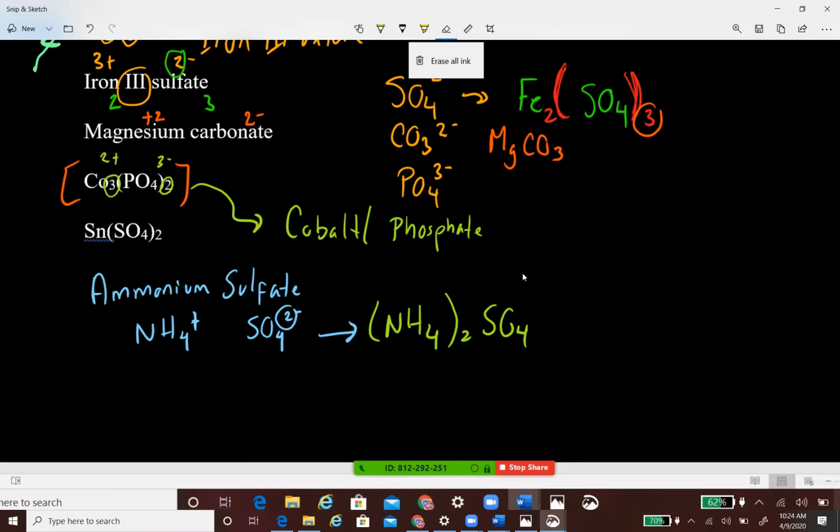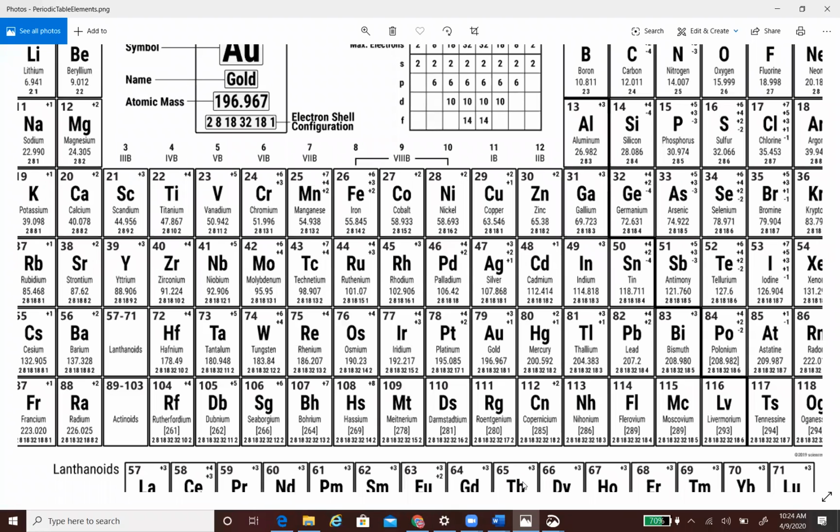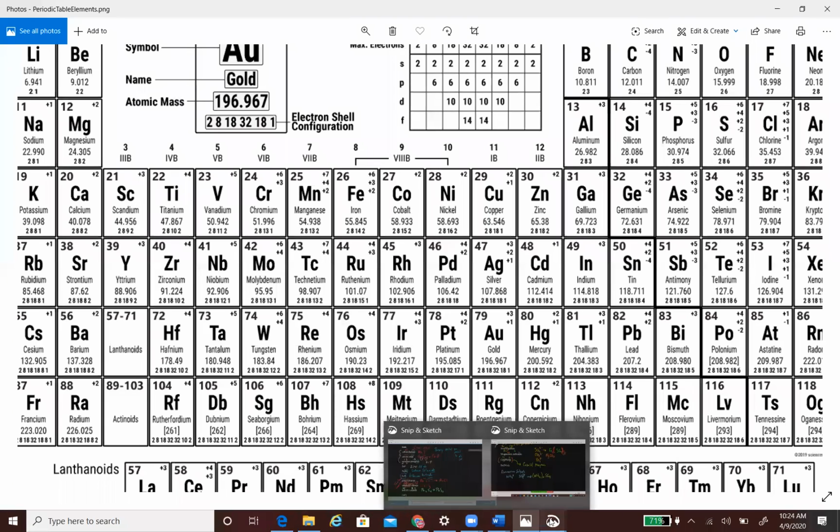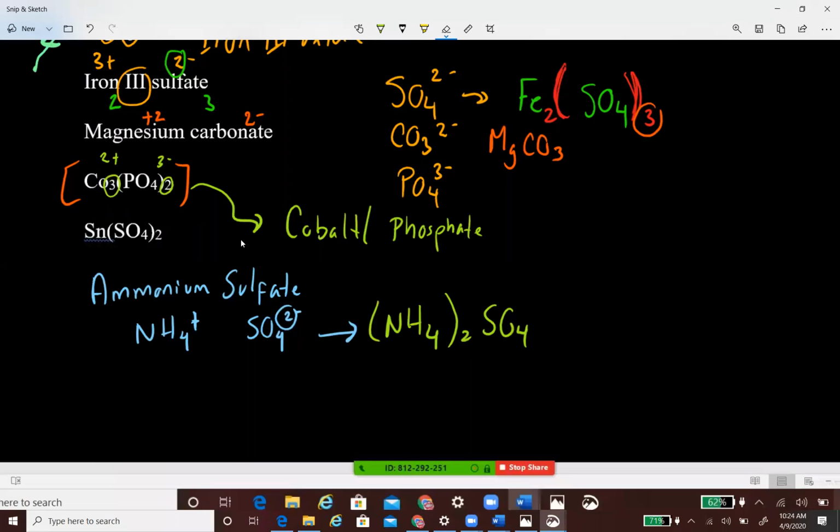Okay, let's look at the next one then. Again, you don't need a Roman numeral for cobalt because according to this periodic table, it is not transitional. But if someone wants to look that up and double check that, feel free to chime in. Let's look at the last one for this set, which is SnSO4. Again, there's a 2 here, so we know that 2 came from here, plus 2.